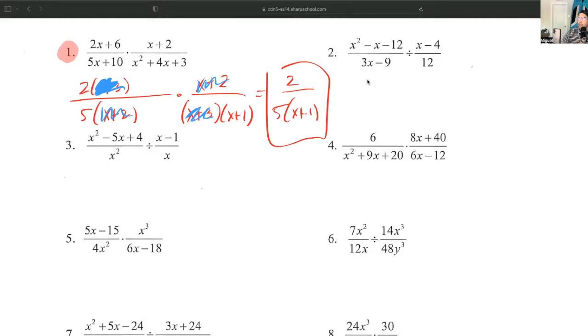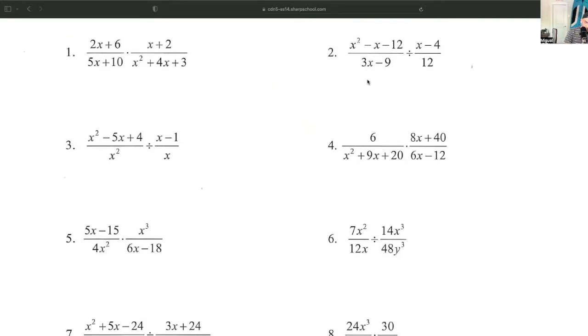Now, typically, your teacher is going to be totally okay if your answer is left like this. I don't think you have to distribute the 5 into the x and the 1, so we can just leave our answer like this, 2 over 5 times x plus 1. The whole point of simplifying these rational expressions is you've got to be able to cross cancel. So you want to be able to factor things out and then cancel out whatever you can at the very end. All right, let's go to number 2.